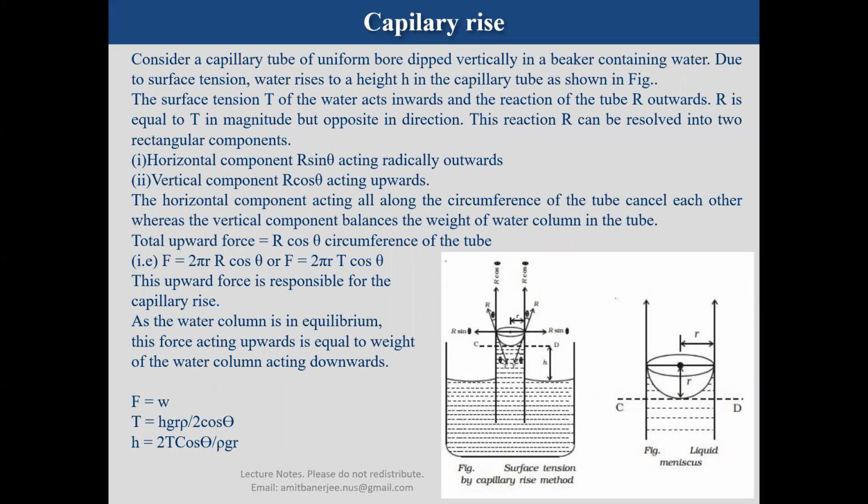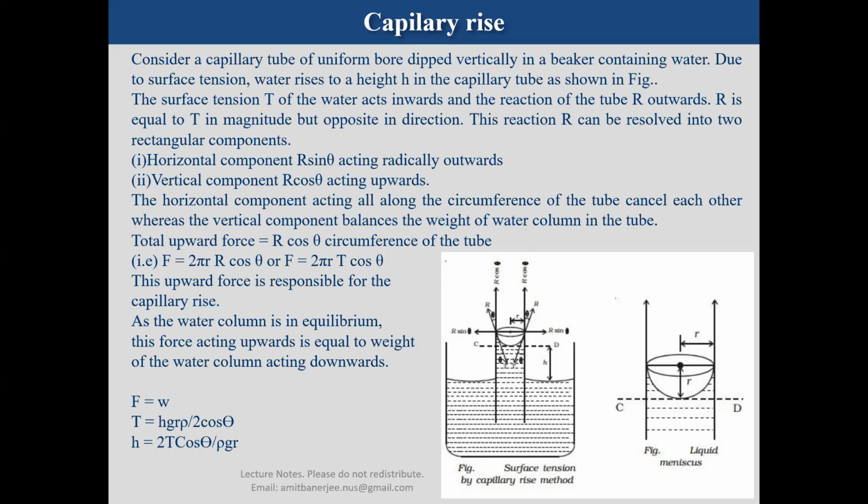We can do that mathematically while considering a capillary tube of uniform bore dipped vertically in a beaker containing water. Due to surface tension, water rises to a height h in the capillary tube. For a surface tension T of the water that acts inward, there is a reaction R of the tube, which is outward. Now R has to be equal to T in magnitude, but opposite in direction. We're talking about the balance.